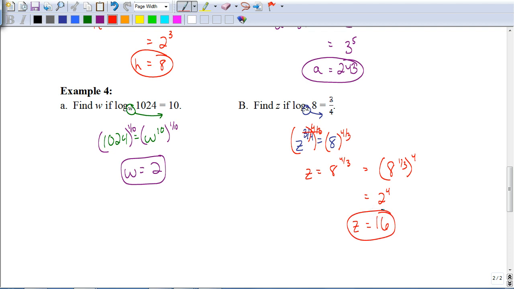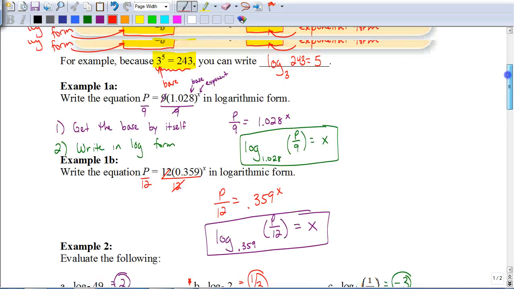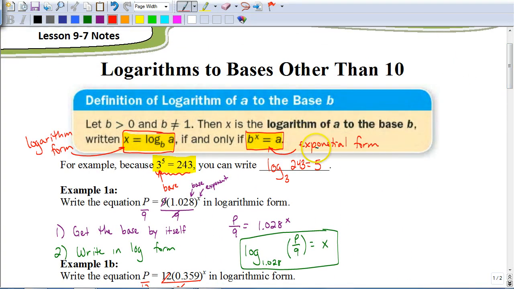So the most important thing to know today for this lesson is the fact that if you're ever stuck, if you ever have something in exponential form, put it in logarithm form, or if it's in logarithm form, put it in exponential form. So hopefully you have an understanding of what we're doing in this lesson, and good luck on your assignment.